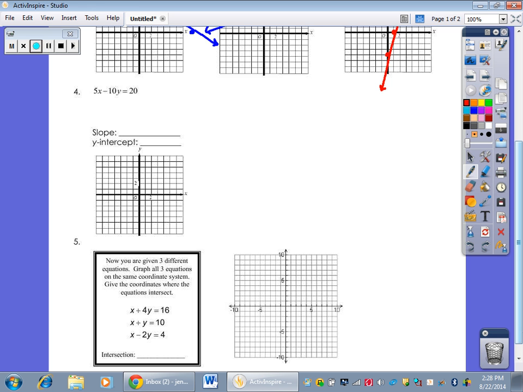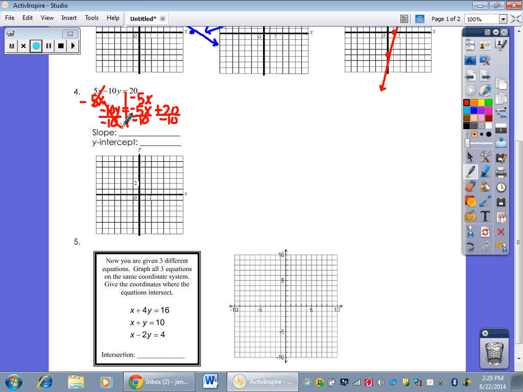All right, number 4, you're going to need to solve again for y. First step, I'll give you a couple of minutes to try on your own. First step should have been to subtract negative 5x. So you have negative 10y equals negative 5x plus 20. Divide by negative 10. And remember, everything gets divided by negative 10. Not just the left side, not just the negative 5, but everything.